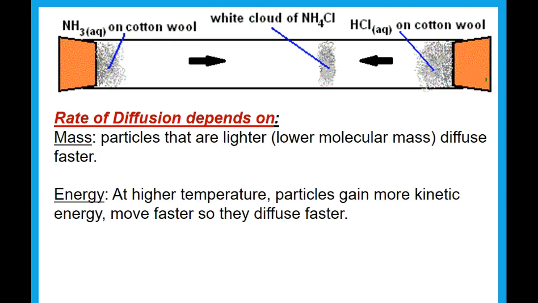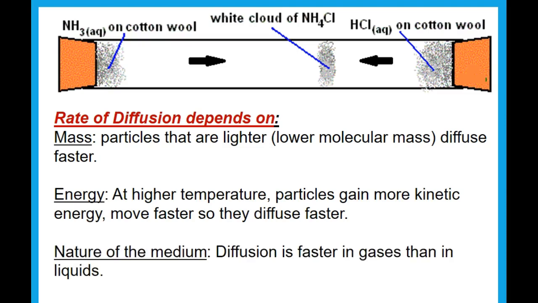Another factor is the energy or the amount of heat or the temperature. So if you put these gases at a higher temperature, for example, if I hold the tube with my hand, then the temperature of the body will heat up the gases. At higher temperature, the particles gain more kinetic energy, move faster, so they would diffuse faster. And you will find the white cloud of ammonium chloride forming faster. Another factor that affects the rate is the nature of the medium. So if we're diffusing through gases, then the particles will diffuse faster than if we're diffusing through liquids.